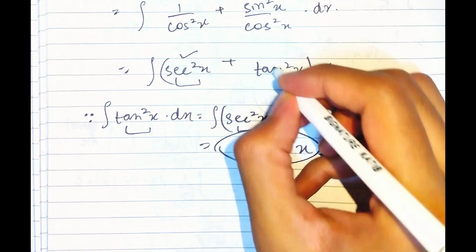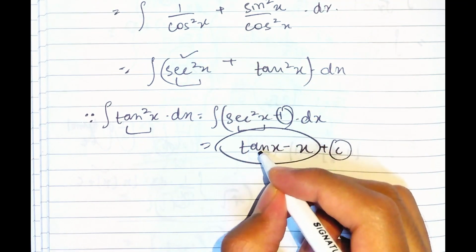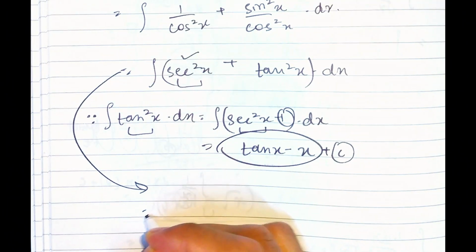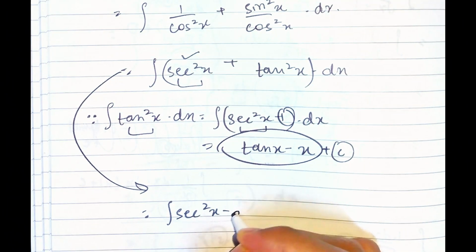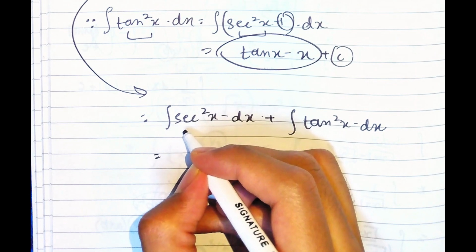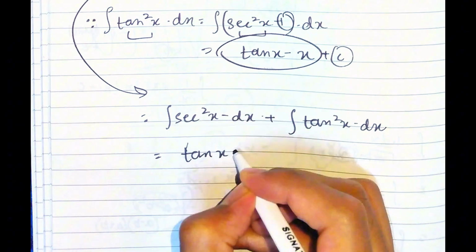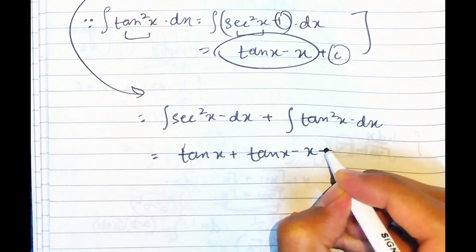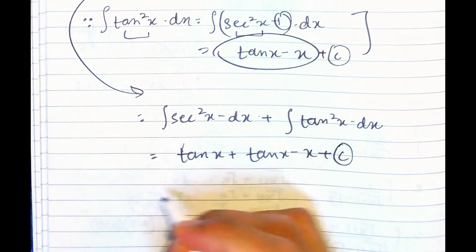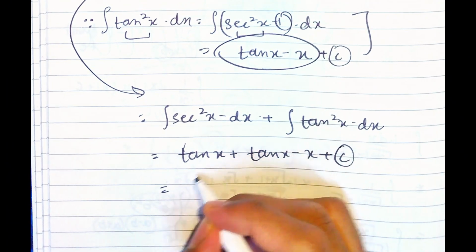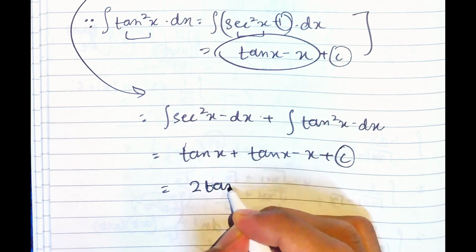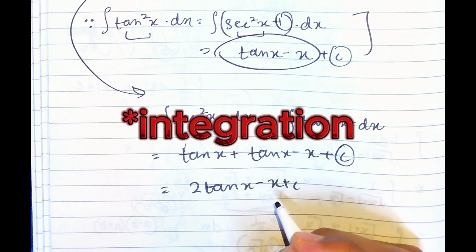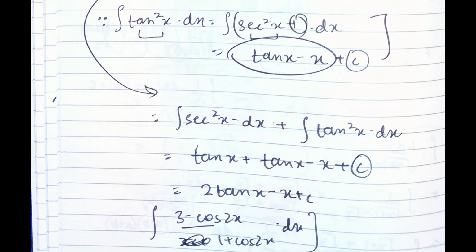So we can replace this, and the integration of secant square x, I just told you, is tangent x. We have the integration of secant square x dx, plus the integration of tangent square x. The integration of secant square x is tangent x, plus the integration of tangent square x is tangent x minus x plus c. Now this is the final step, and we can introduce the constant of integration. Tangent x plus tangent x is 2 tangent x minus x plus c. Now this is the final answer for the integration of (3 minus cos 2x) divided by (1 plus cos 2x).